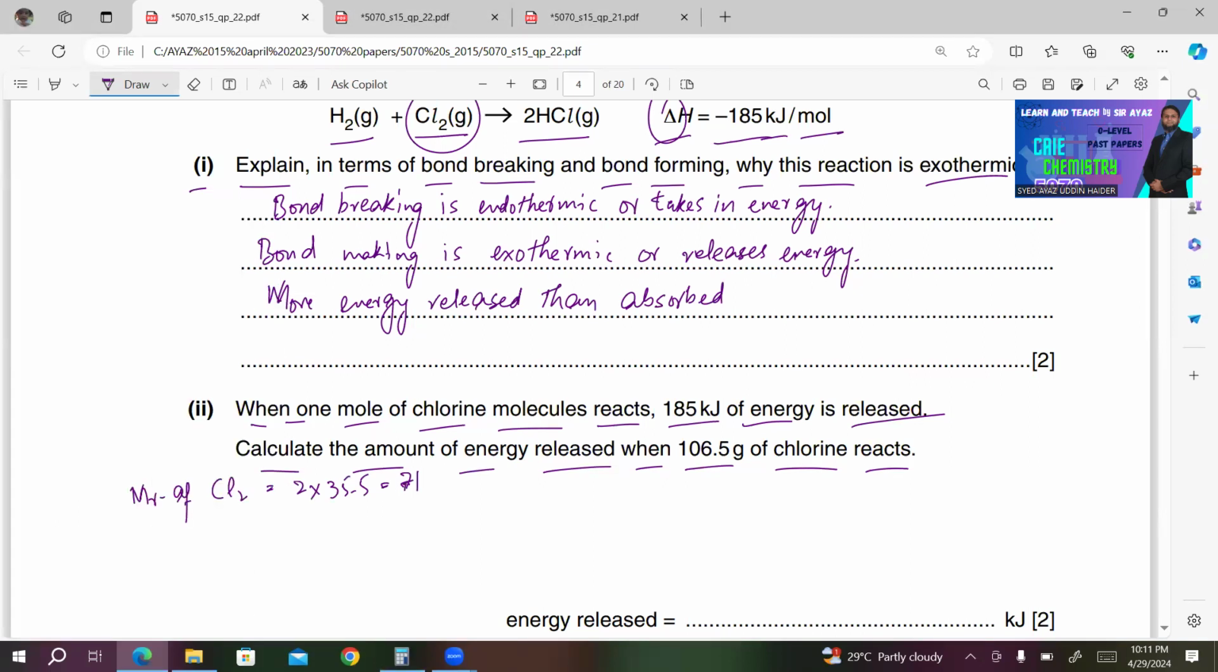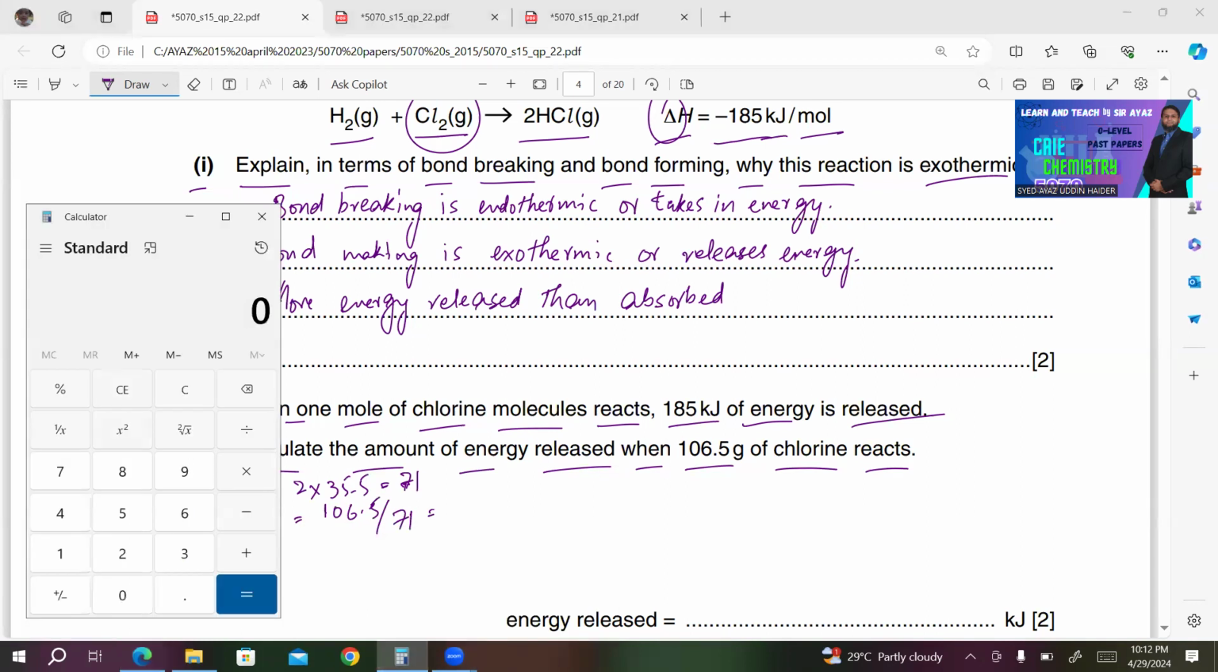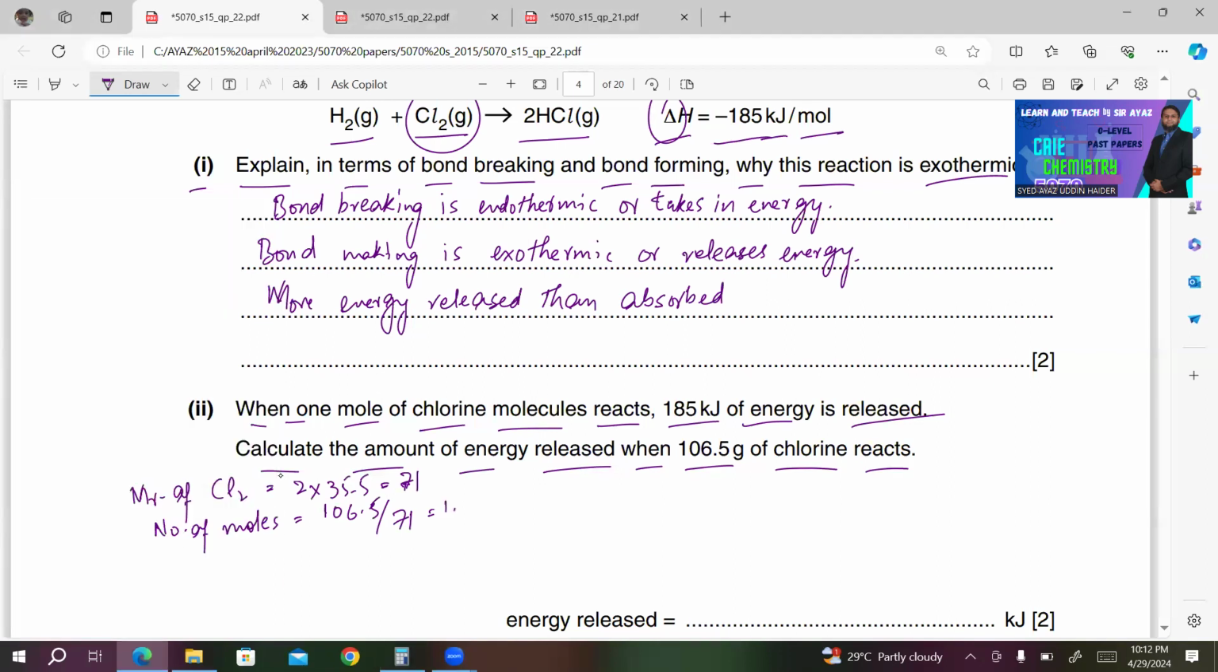In order to convert these grams of chlorine into moles, you need to divide the mass by Mr. So number of moles of Cl2 is equal to 106.5 divided by 71. So these are the moles, 1.5.